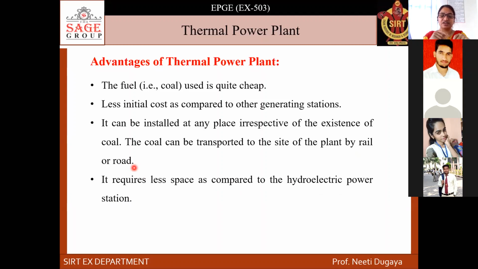And next thing is it requires less space as compared to the hydroelectric power station, because for establishing a hydroelectric power plant we need a huge amount of water, because a dam needs to be built, it is a big reservoir, so lots of land should be there. We have seen sometimes in Madhya Pradesh, Harsood area, Khandwa area, there are some dams, and we have to shift villages.